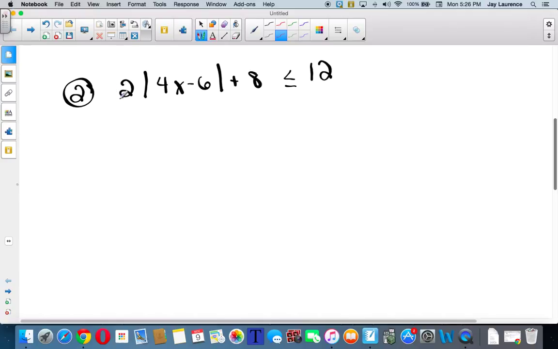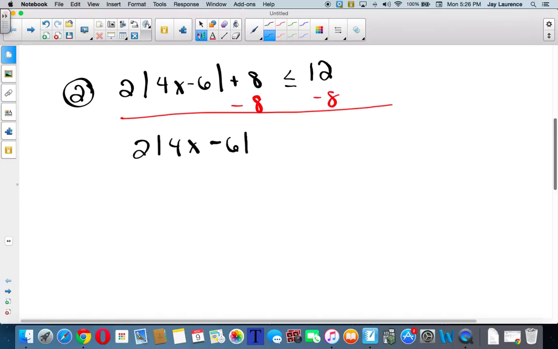Then we'll be ready to break this up into two inequalities. So I'm going to subtract 8 from both sides. Just like that, a jolly old day when I can subtract by 8. And then I'll get 2 times the absolute value of 4x minus 6 less than or equal to 4.